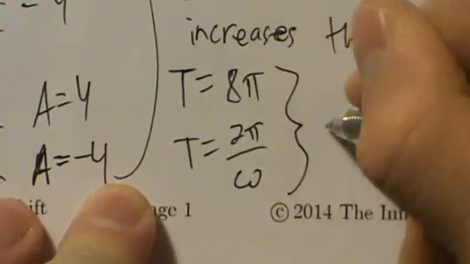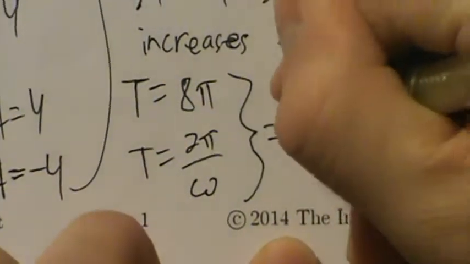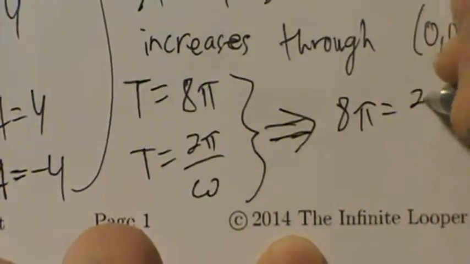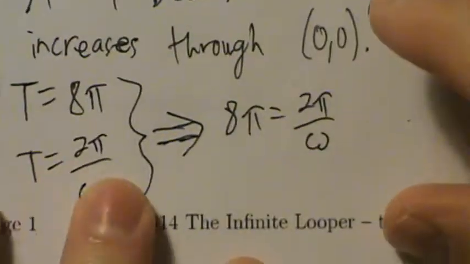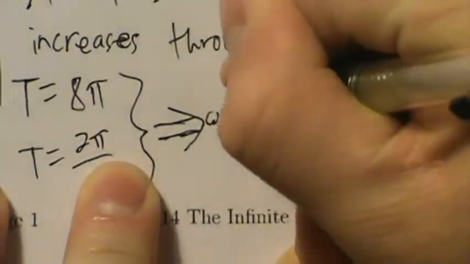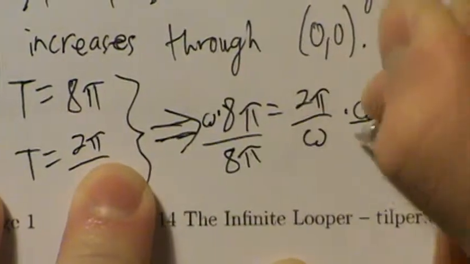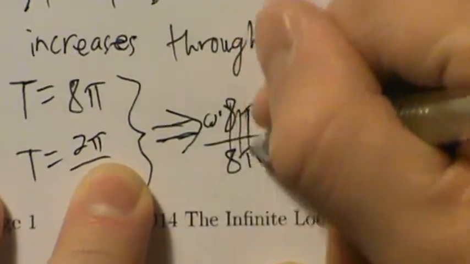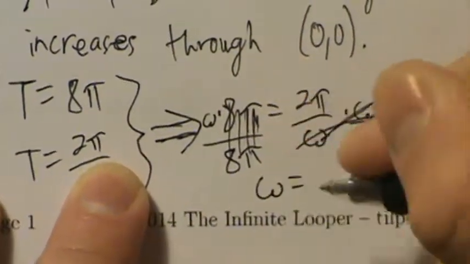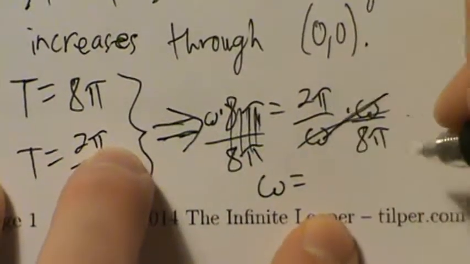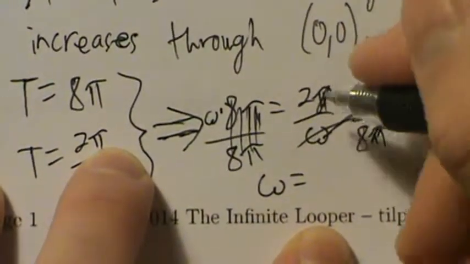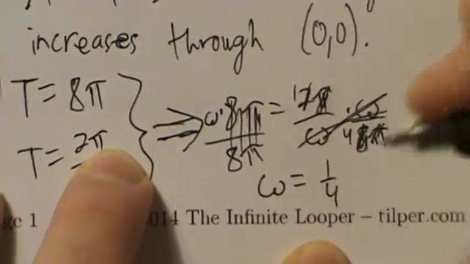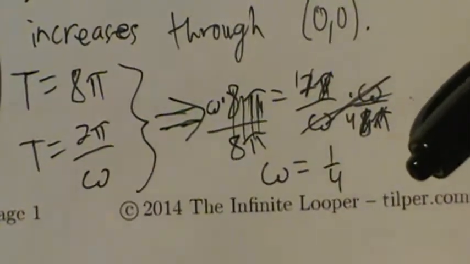Okay, so we combine these two, and the two of these together imply, that's what this double arrow means, that 8 pi equals 2 pi over omega. Okay. So multiply both sides by omega, divide both sides by 8 pi. So on the right, the omegas cancel, and on the left, the 8 pi's cancel. That's great. So then what we have is omega, just by itself on the left, equals 2 pi divided by 8 pi. Pi's cancel. 2 over 8 becomes 1 over 4. So omega is just 1/4. Okay, so that's it for step 4.